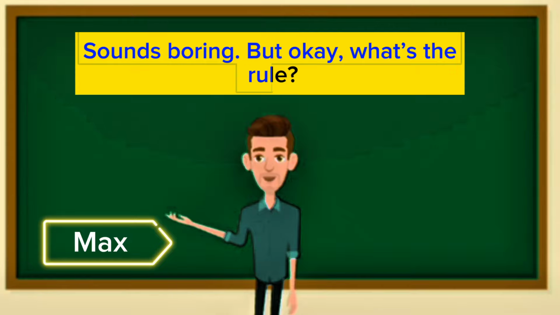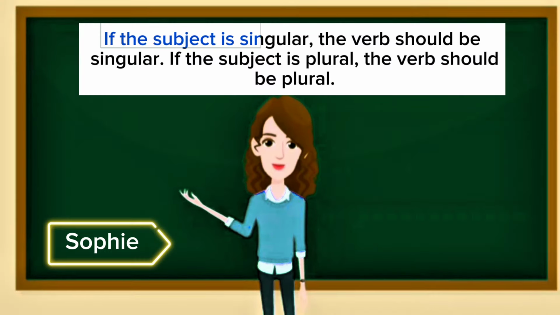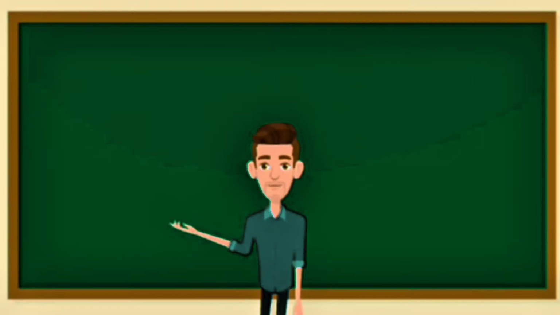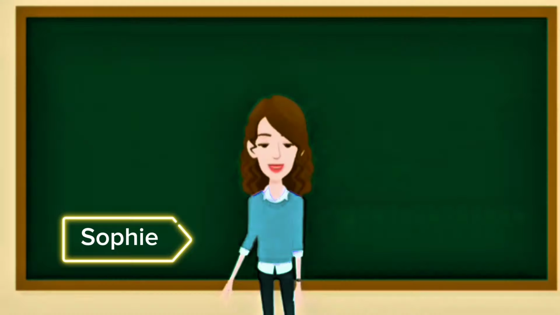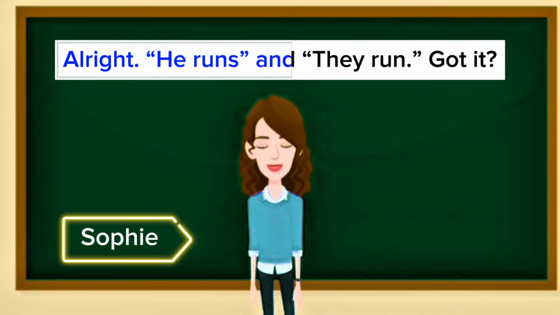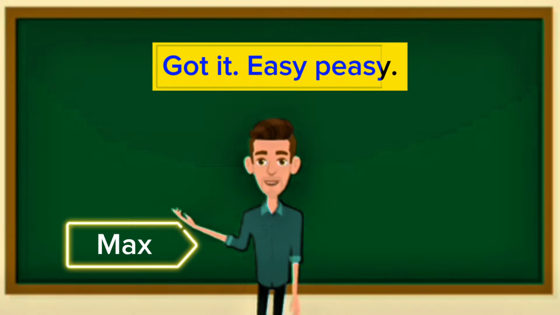What's the rule? If the subject is singular, the verb should be singular. If the subject is plural, the verb should be plural. Give me an example. All right, he runs and they run. Got it. Easy peasy.